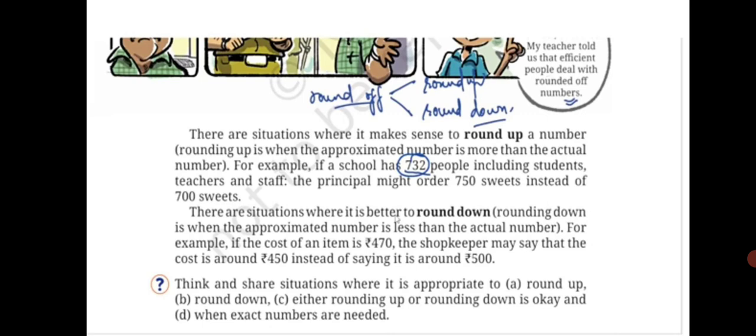In round up, we always write a value more than the actual value, and in round down we always write a value less than the actual value. Here you can see some situations and questions. Think and share situations where it is appropriate to round up or round down. Tell me some situations for each case given below, at least two situations for each part. The first one is round up. Tell me any two situations where we usually round up.